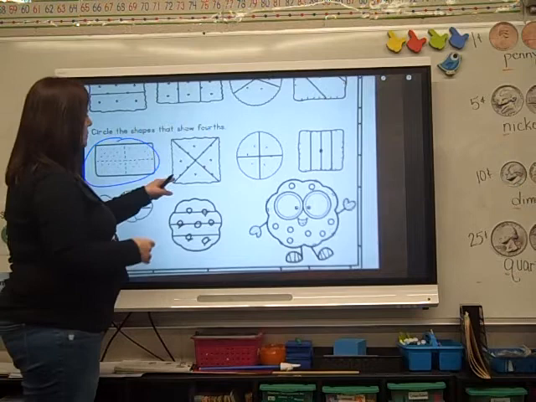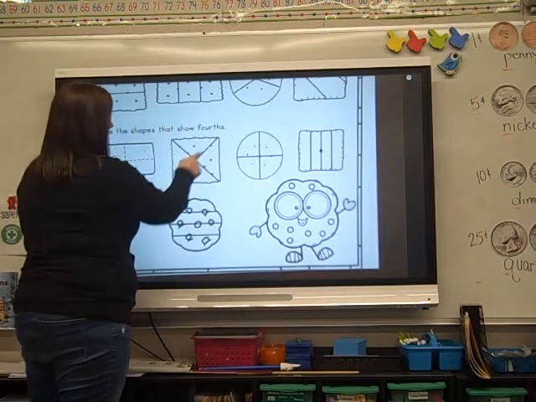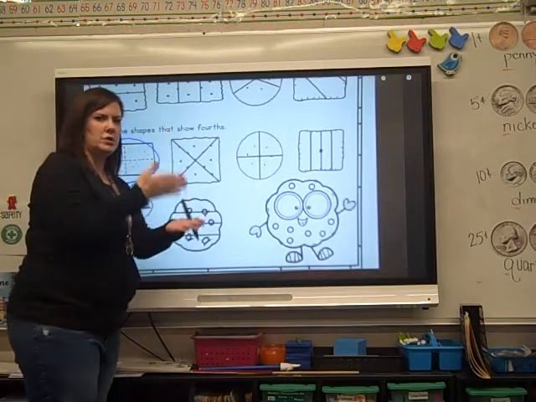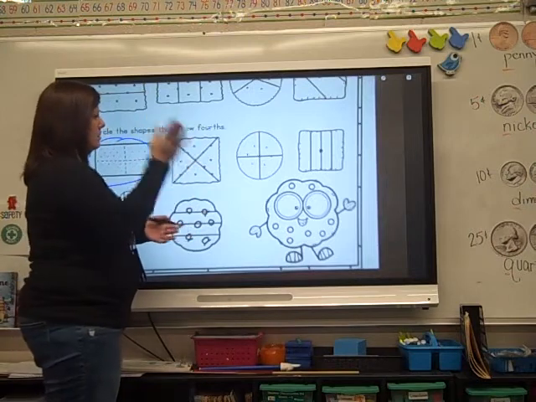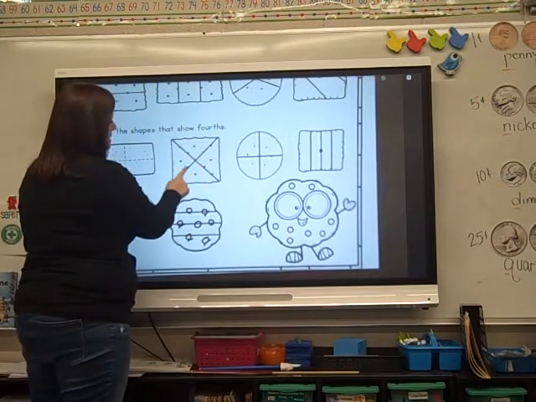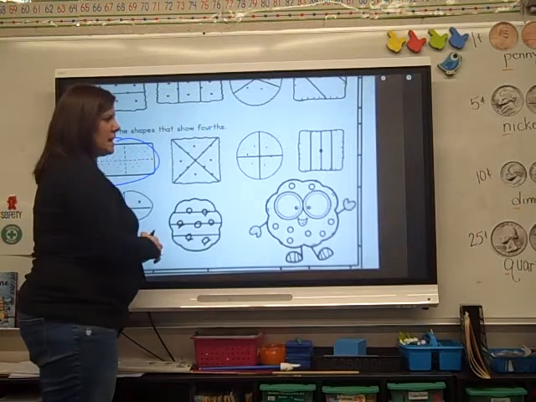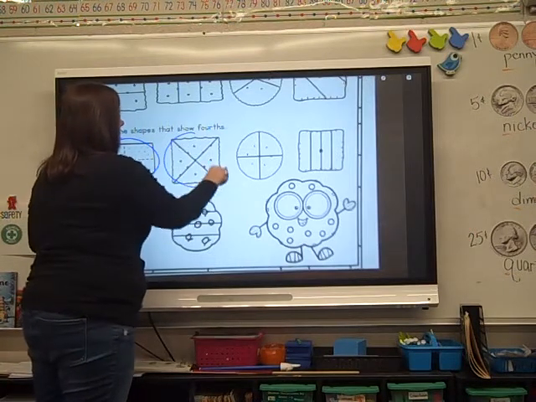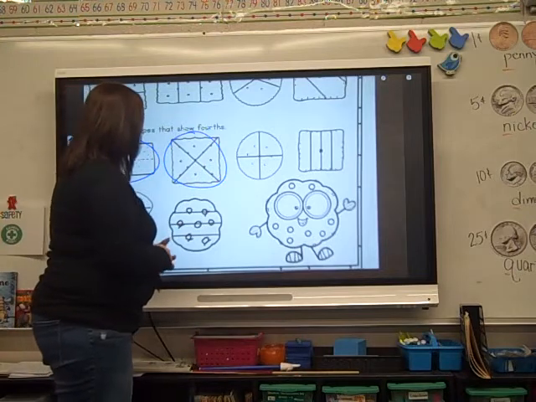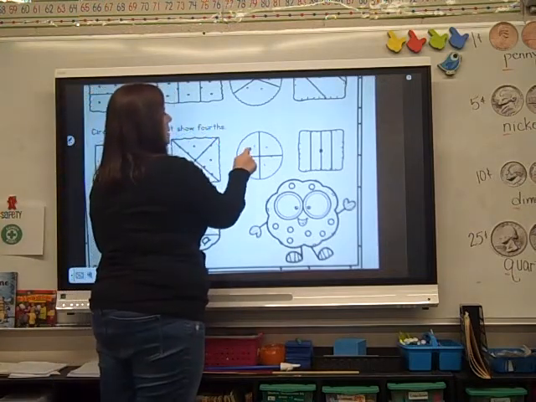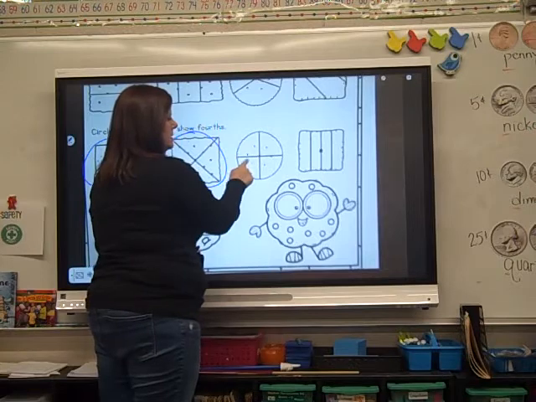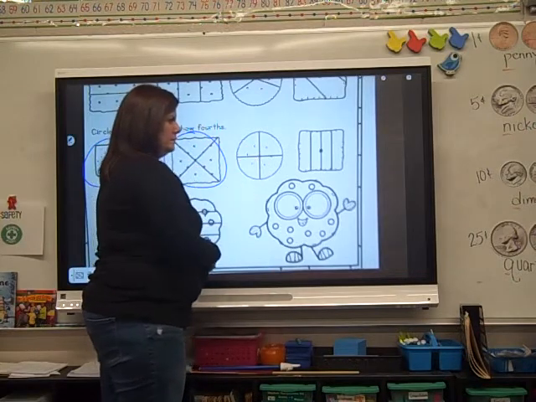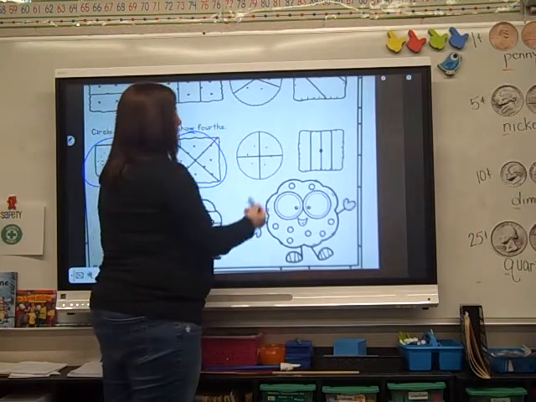All right, look at this one. They did crisscross. It's like if you cut your sandwich on the diagonal. Are all 4 pieces the same size? Everybody would get the same amount. All right, look at this one. Are all 4 pieces the same size? Yep.